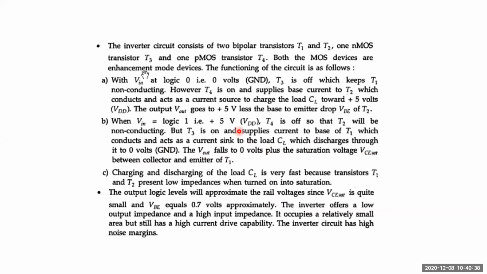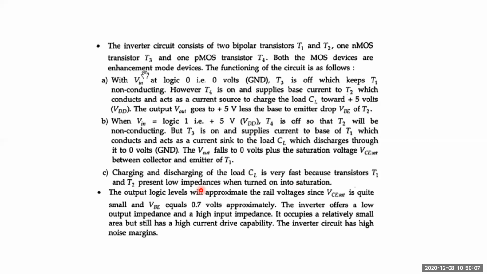Now coming to the charging and discharging of load capacitance, we know that the charging and discharging of load capacitance is very fast because your T1 and T2 are at low impedance whenever they are turned on into saturation. Low impedance state means what? It will have less resistance. Whenever it has less resistance, the current flow is very fast. Whenever the current flow is fast, the switching of the transistors takes place very fast.